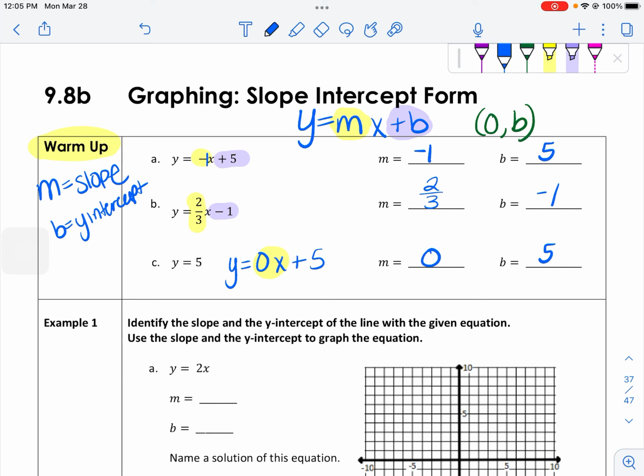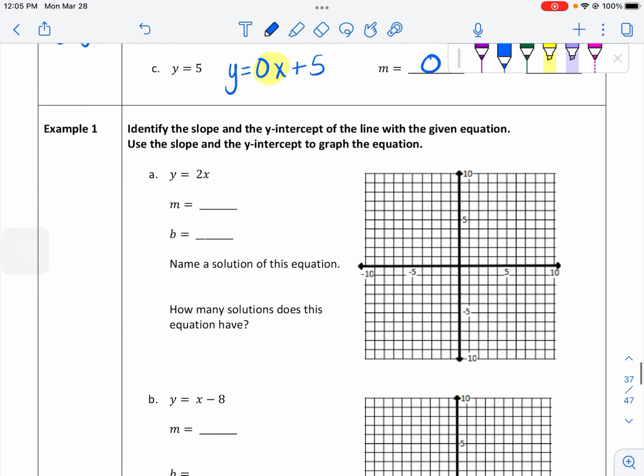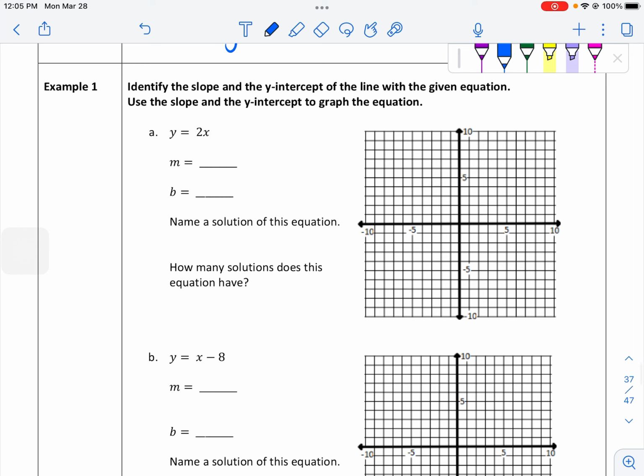So today you're going to learn how to graph knowing the slope and y-intercept, and that's our goal for today. So identify the slope and y-intercept of the line, and then use the slope and y-intercept to graph the equation. Here we have our slope-intercept form, y equals mx plus b.